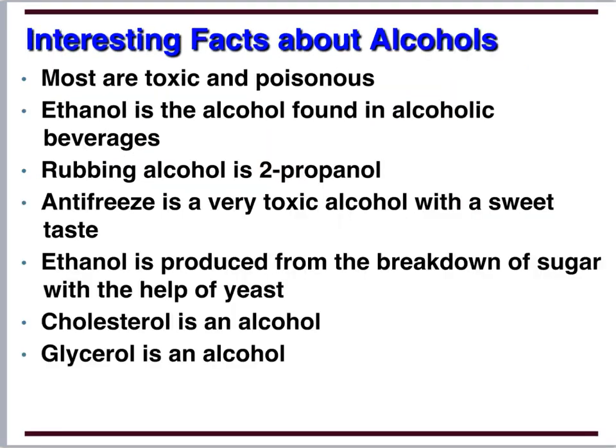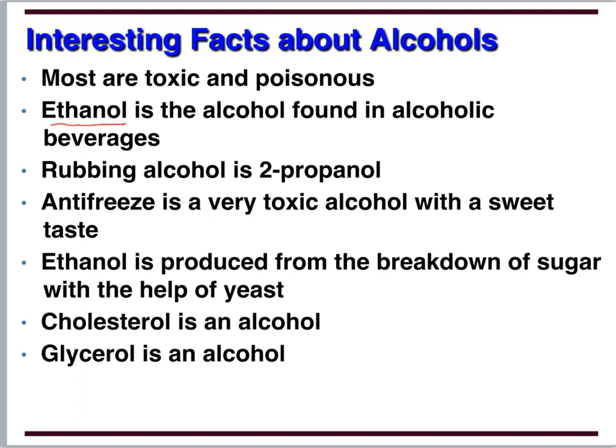Important facts and notes about alcohols: most are toxic and poisonous. So even the ones we drink are actually toxic, and you may have heard of people having alcohol poisoning. Our body doesn't like alcohol. Most of them are highly poisonous and toxic. Ethanol is the one that is the least, and so that's the one we find in alcoholic beverages. Rubbing alcohol, just like I said, is 2-propanol or isopropyl alcohol, so it's 3 carbons long.